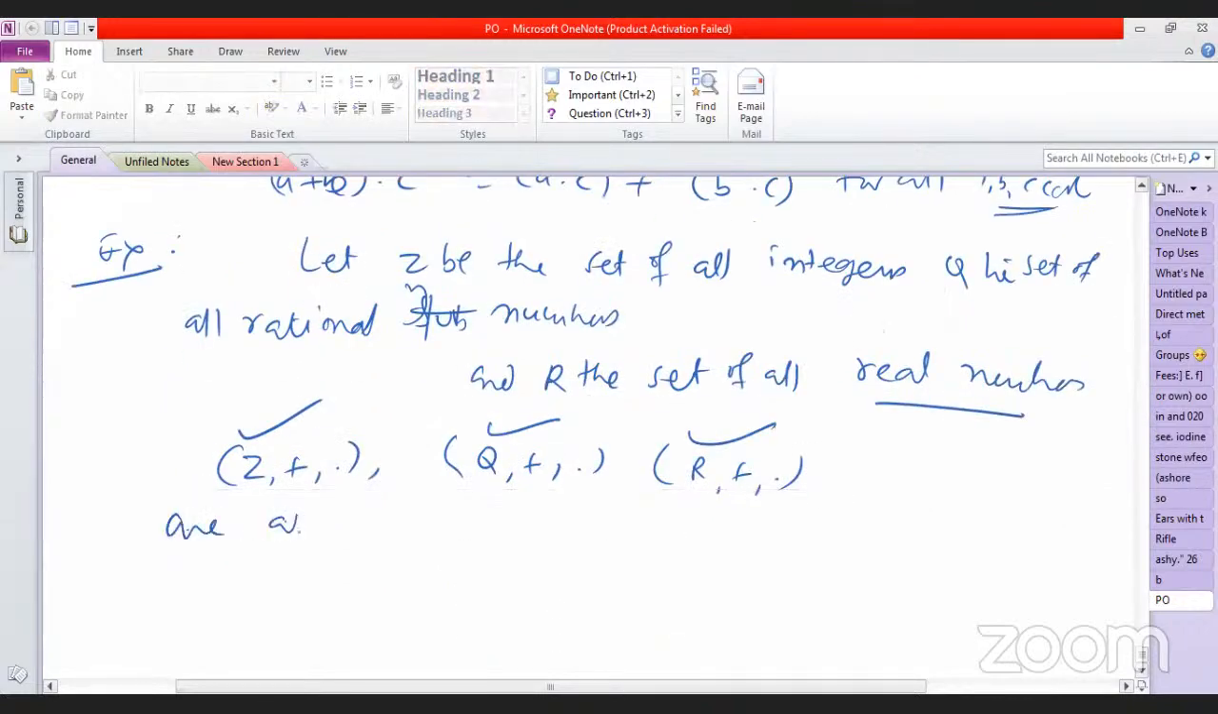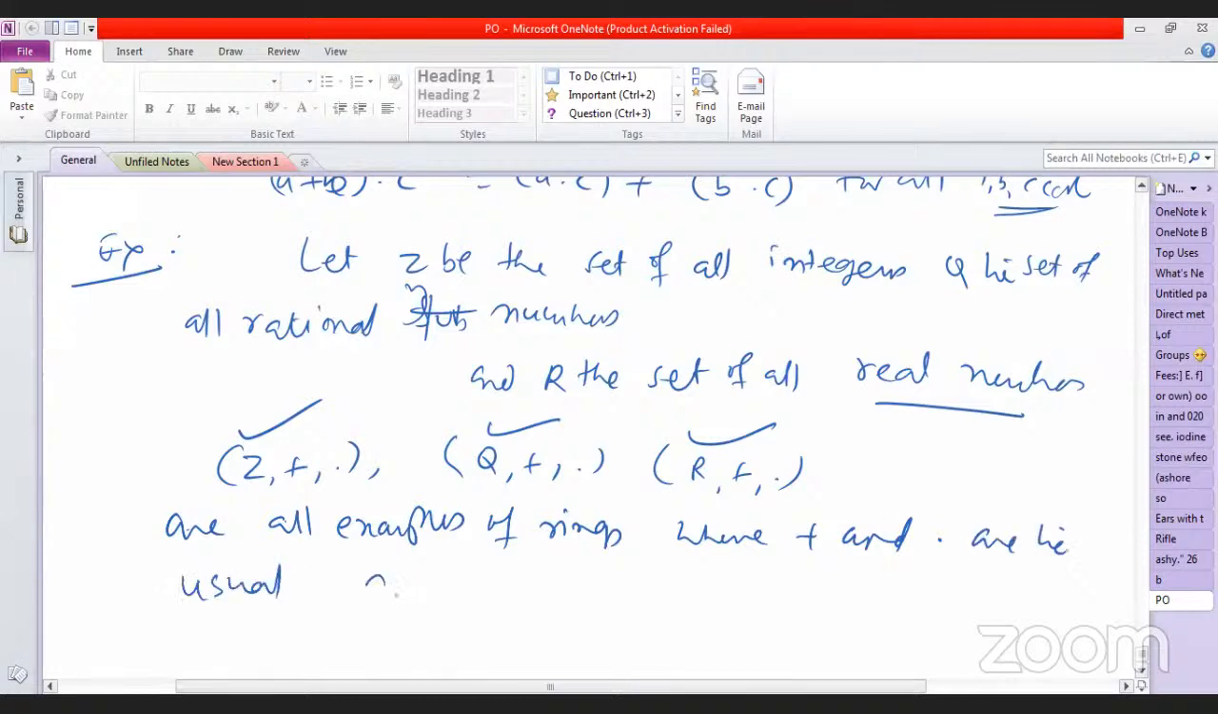These are all examples of rings where plus and dot are the usual addition and multiplication. So this is one. In this case, the ring is a commutative ring with identity, the integers, with one being the multiplicative identity. Am I correct or not? Yes, sir.